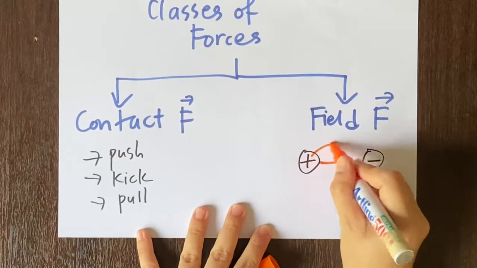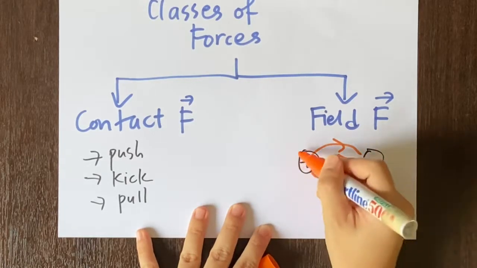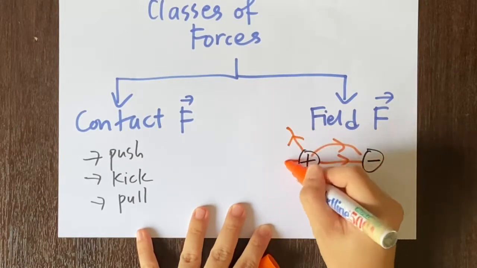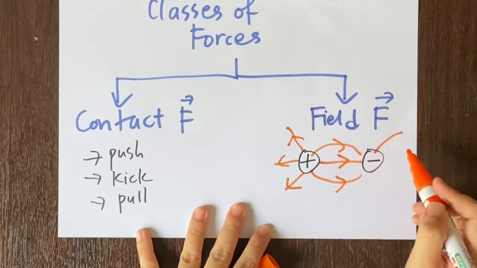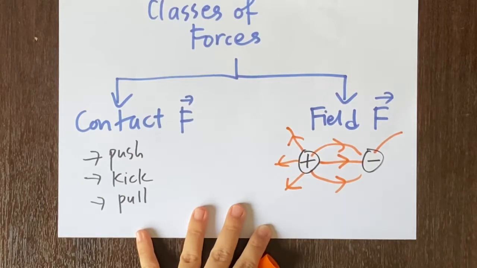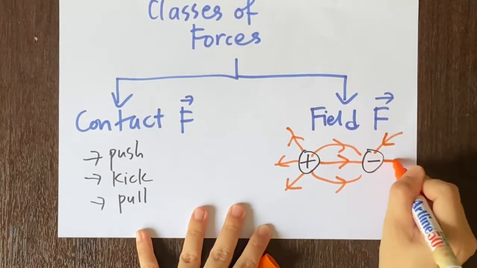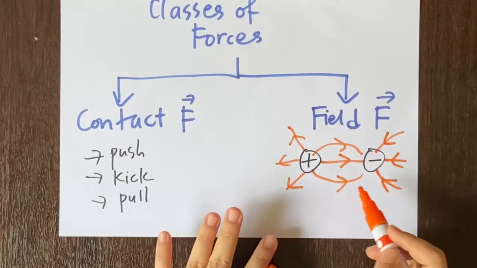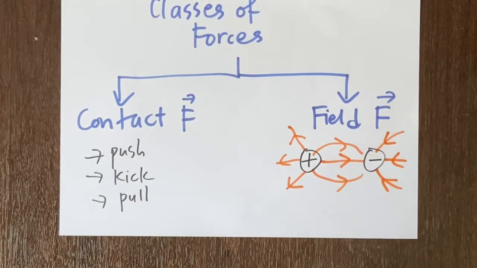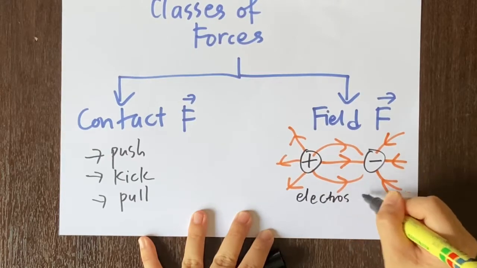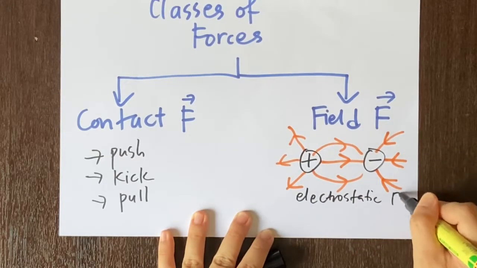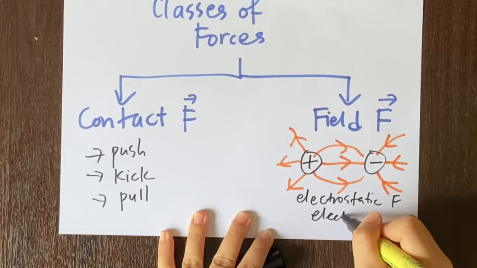Positive to negative. So the orange color here will be a field force. Can you see the orange color in your life? Cannot, right? But you can feel it. What do you call this force? This force we call electrostatic force or electric force.